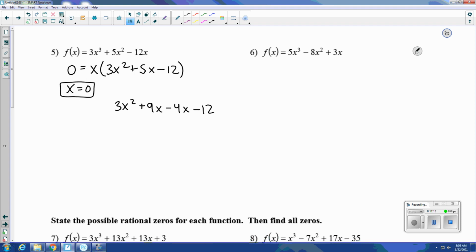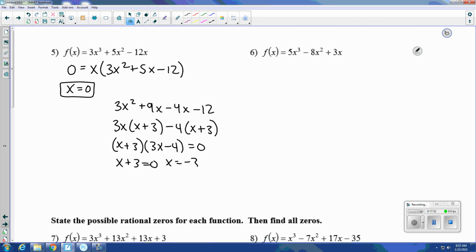Now we have a grouping scenario. So let's take out a 3x, x plus 3. We've got to take out a -4, x plus 3. Then they both have x plus 3's. What's left? 3x minus 4. Zero product property again. Recurring theme here. x equals -3 and x equals 4/3.